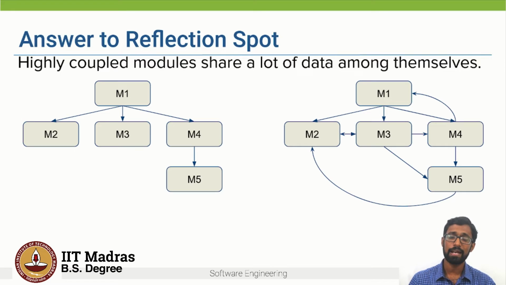On the other hand, loosely coupled modules do not share a lot of information between them. For example, in the figure on the left, you see that M2, M3 and M4 do not interact with each other much, and hence M2, M3, M4 are loosely coupled.